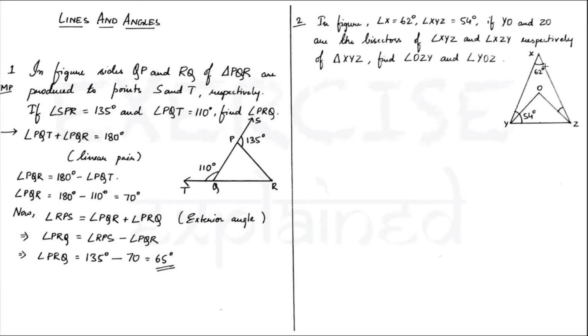Let's get into the next question, which says in figure angle X is 62 degrees. So this angle over here is 62 degrees. Angle XYZ is 54 degrees. This entire angle here is 54 degrees.